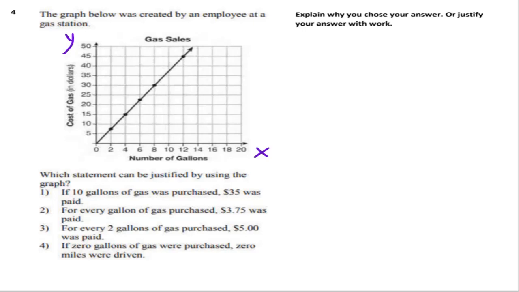Okay, let's see. If 10 gallons of gas were purchased, $35 was paid. Alright, 10 gallons of gas, 35. No, it's not really 35. It's a little bit more than 35. So, not choice 1. Choice 2: for every gallon of gas purchased, $3.75 was paid.